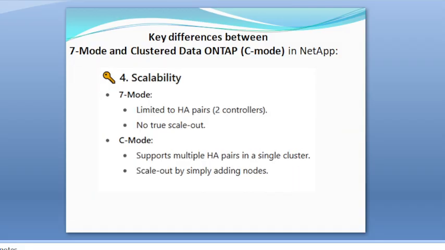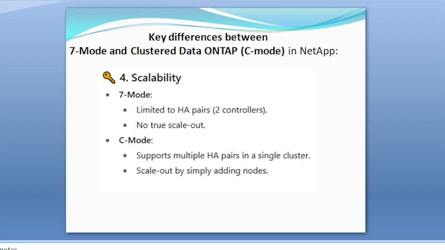Next one is scalability. The main difference between 7-Mode and Cluster Mode is scalability. 7-Mode is limited to one HA pair, with only two controllers. If you want to scale that out, you cannot. You can, but it will be treated as a different and separate system, and again you have to manage it separately, which is super inconvenient.